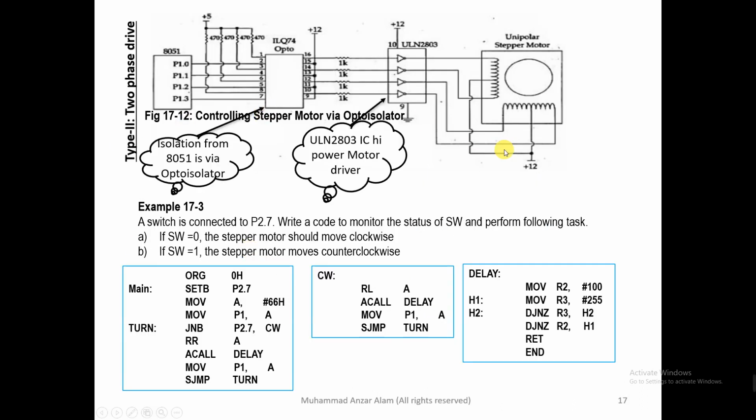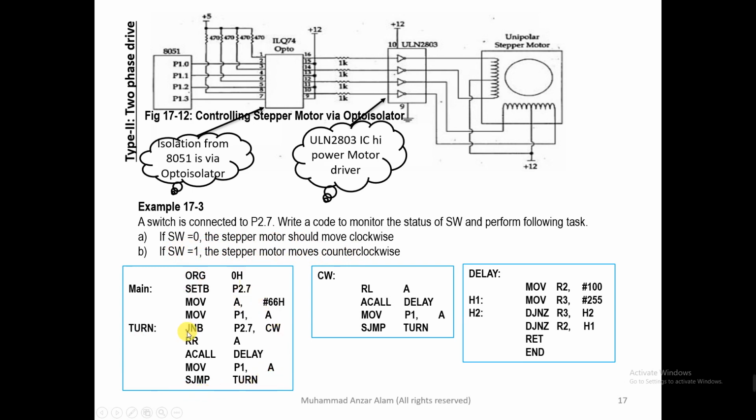So here we already have explained this one, but this type is a two-phase drive. A switch is connected to P2.7. Write a code to monitor the status of the switch and perform the following tasks. Number one, if the switch is equal to 0, the stepper motor should move clockwise. If the switch is equal to 1, the stepper motor should move counterclockwise. Okay, and the program is this one.